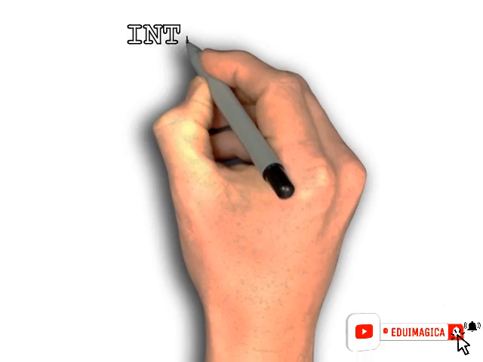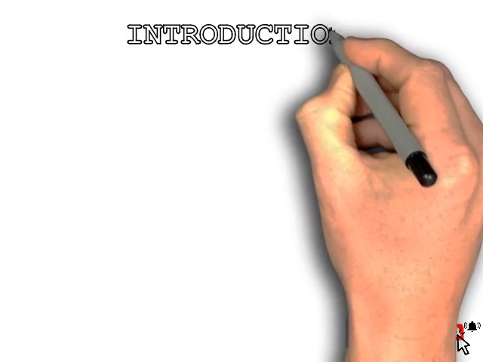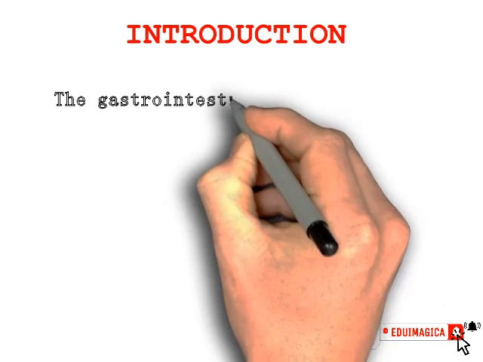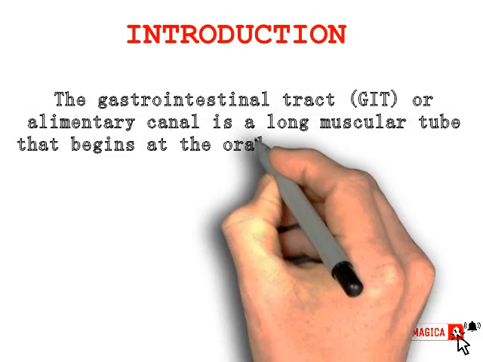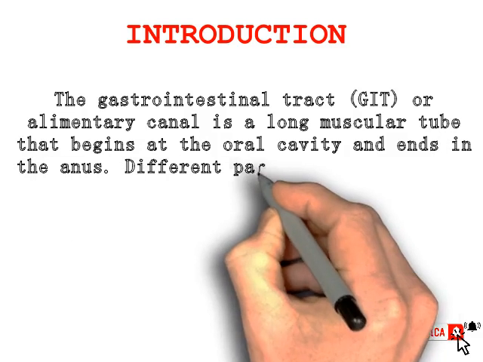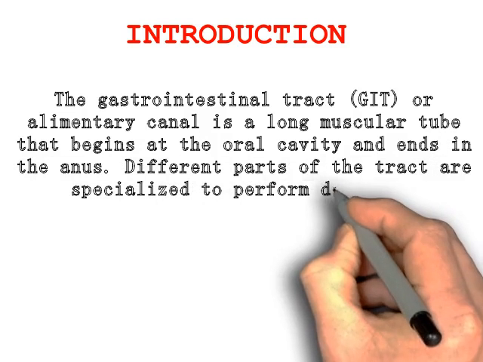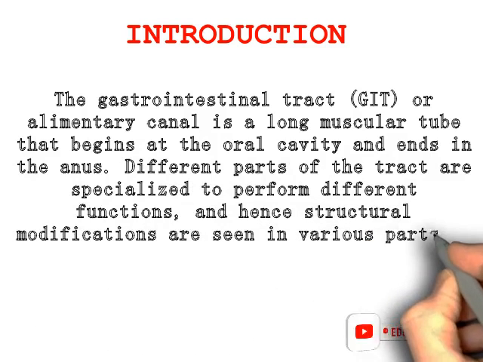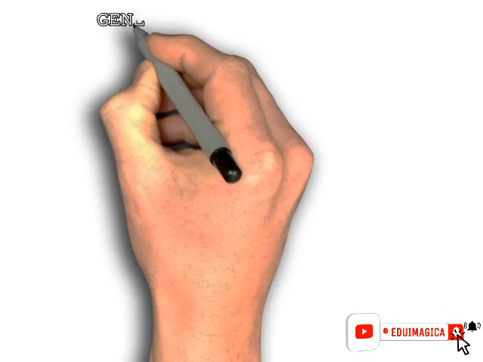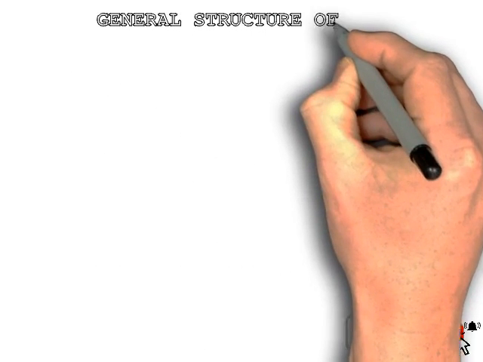Let's get started. Now let's talk about the introduction of the GIT. The GIT, or the alimentary canal, is a long muscular tube that begins at the oral cavity and ends in the anus. Different parts of the tract are specialized to perform different functions, and hence structural modifications are seen in various parts of the GIT. Now let's talk about the general structure of the GIT.